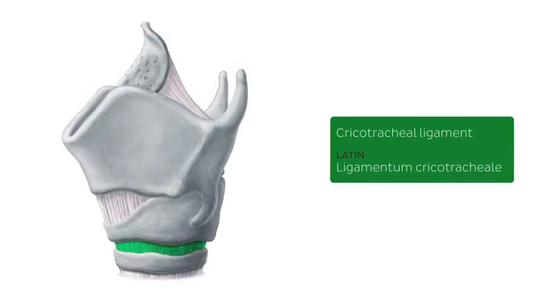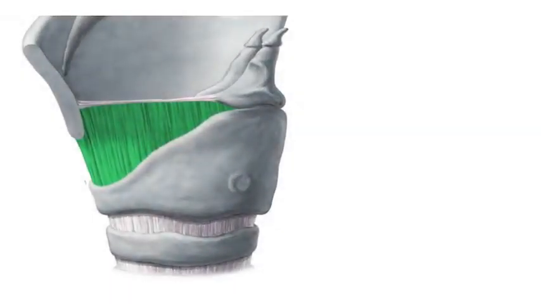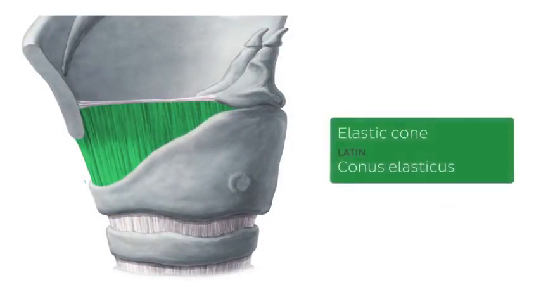We have covered all the extrinsic membranes and ligaments of the larynx. It is time for us to talk about those we find on the inside, the intrinsic membranes and ligaments of this structure. And the first one that we're going to talk about is this one seen here highlighted in green, known as the elastic cone, or also we can call it conus elasticus. You can use these two terms interchangeably.